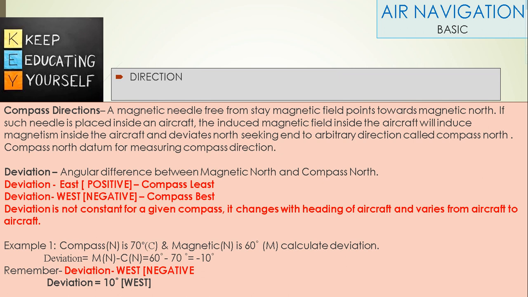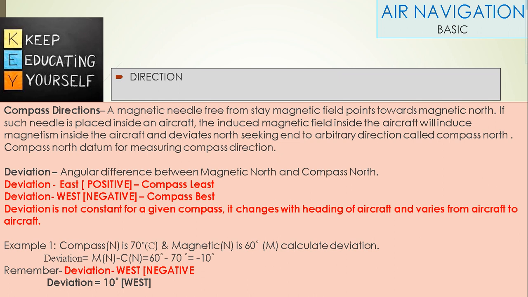Deviation. It is the angular difference between magnetic north and compass north. Deviation east. Remember this: compass least. East is taken as positive. Deviation west. Compass best. West is taken as negative. Again, deviation is not constant for a given compass. It changes with the heading of the aircraft, and varies from aircraft to aircraft.